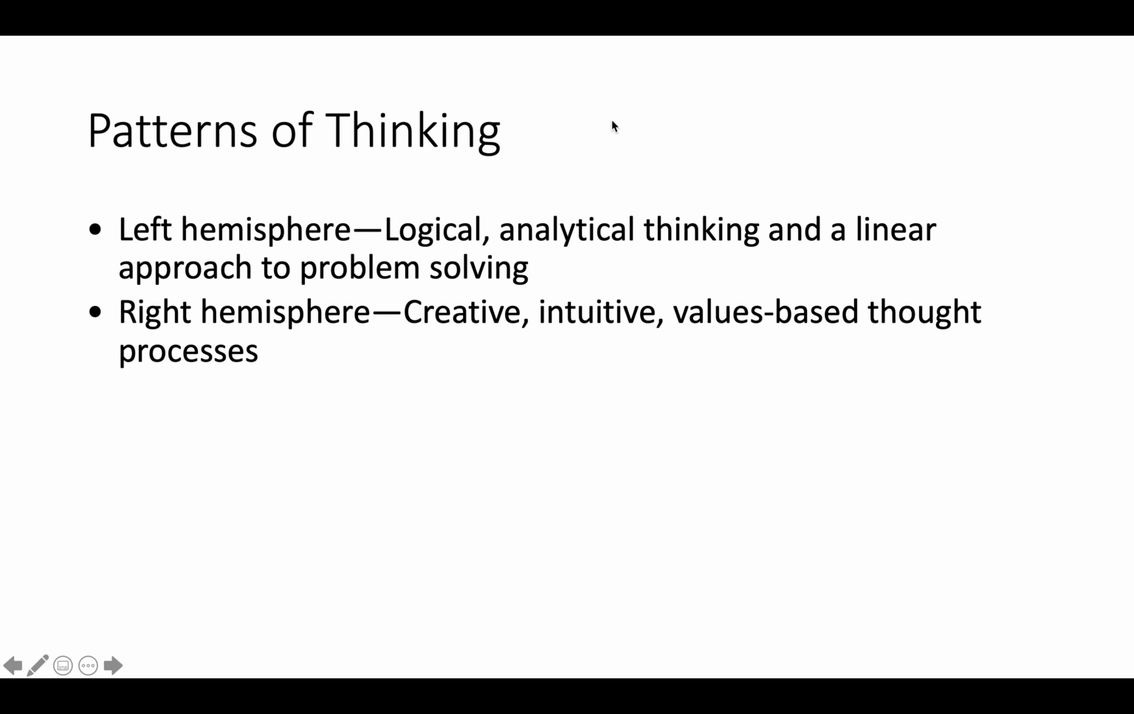Now, when it comes to cognition and the brain, you have those who are left hemisphere dominant and those who are right hemisphere dominant. The left hemisphere types are logical and analytical. They think of a linear approach to problem solving, a step-by-step, in-line progression. The right hemisphere type individuals are the artsy type of people. They're creative and intuitive. Values are based on thought processes. So they're not just step one, step two, step three.